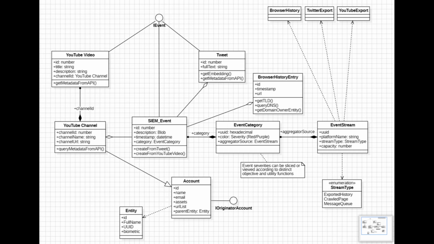The three data sources in this diagram are in the upper right corner, a data type corresponding to a data source, and an event stream can be something such as a message queue, which is by a composite relationship descriptive of a SIEM event, and that would include any event that I can gather from the streaming analytics like tweets, videos, and the metadata associated with them, which can be gathered via API requests.